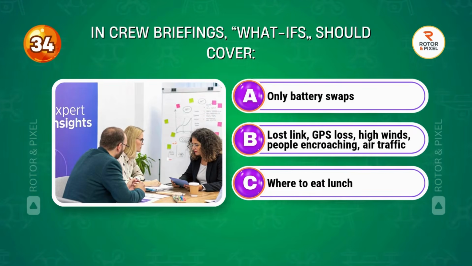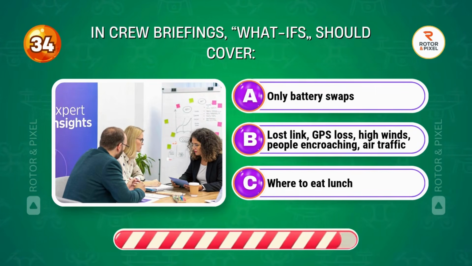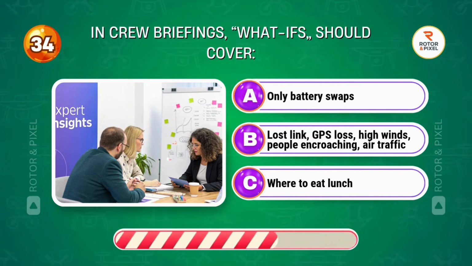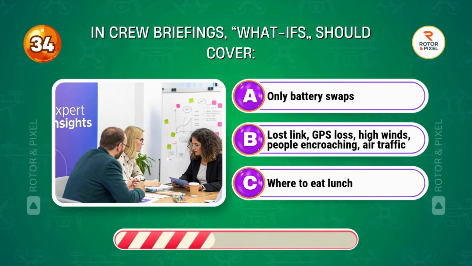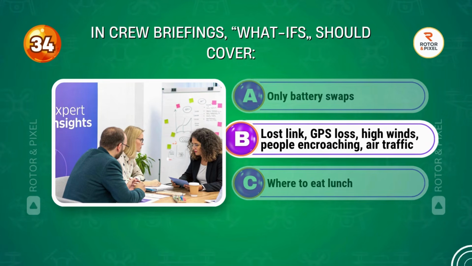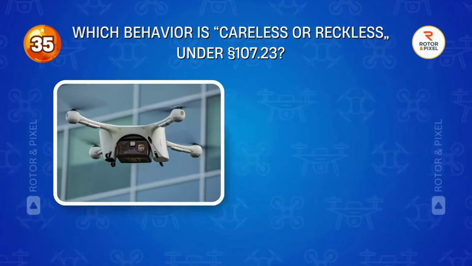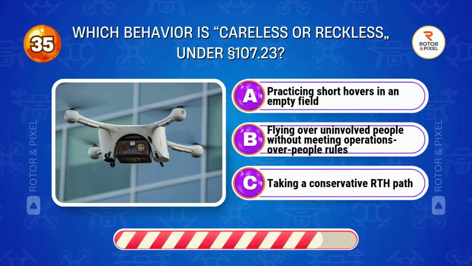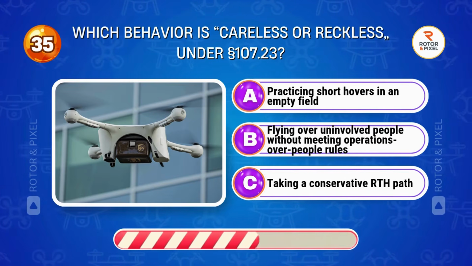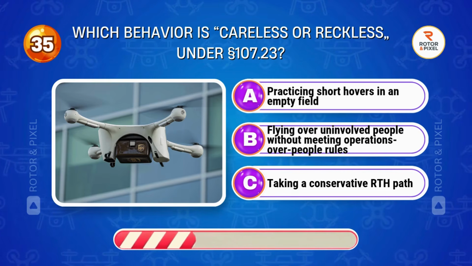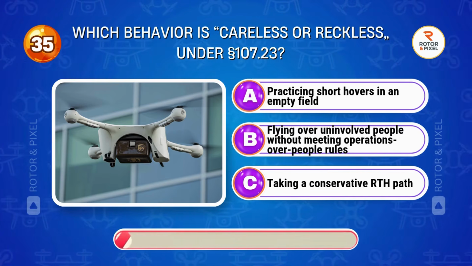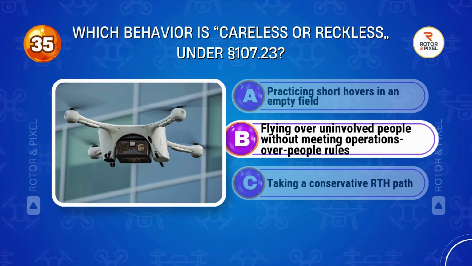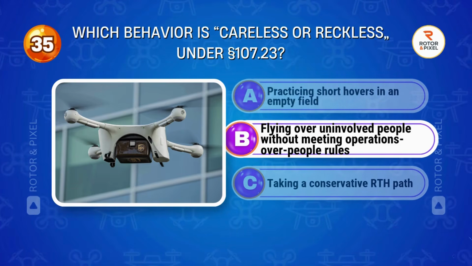In crew briefings, what-ifs should cover... Answer B, lost link, GPS loss, high winds, people encroaching, air traffic. Which behavior is careless or reckless under Section 107.23? Answer B, flying over uninvolved people without meeting operations over people rules.